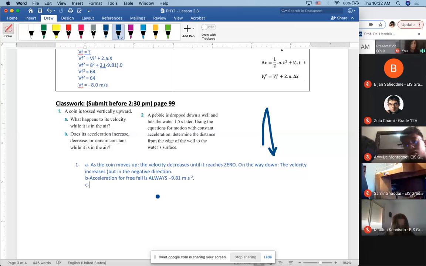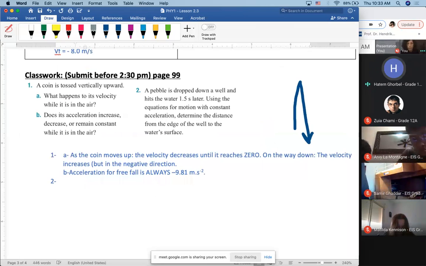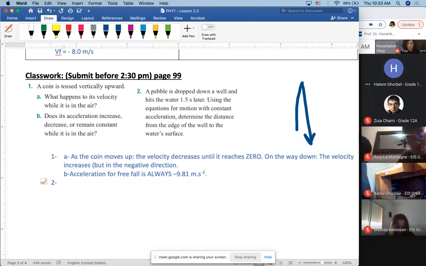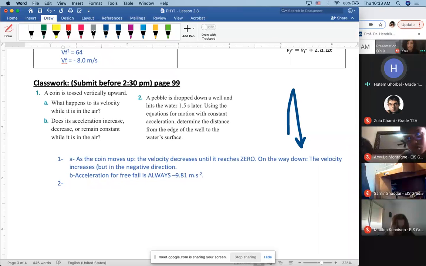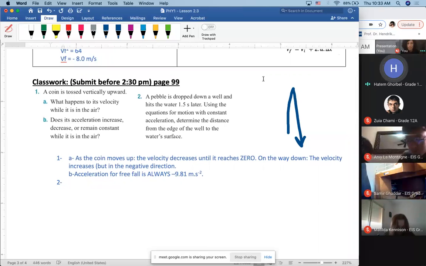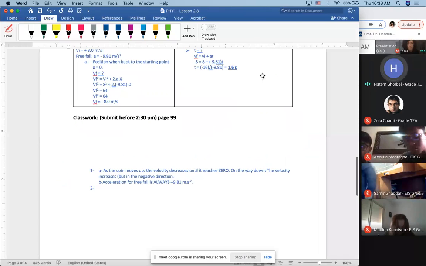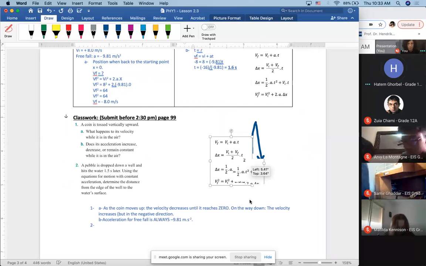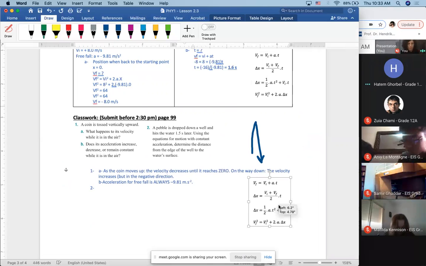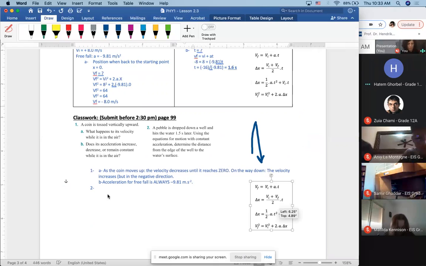Hatem, can you do part C, please? I mean number 2. Yes. Okay, what was the question? A pebble is dropped down a well and hits the water 1.5 seconds later. Using the equations for motion with constant acceleration, determine the distance from the edge of the well to the water's surface. Okay, so these are the equations I need. I'm gonna take them with me all the time. Let's see what givens we have.